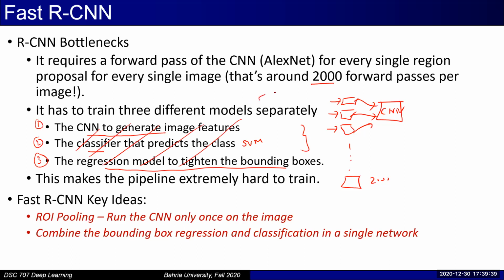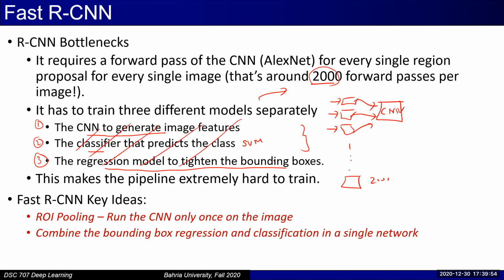But at test time, you have to do this as well. You have to feed 2000 proposals to the CNN. It means 2000 forward passes. So even at test time it would be slow, even if we ignore the training part, right?